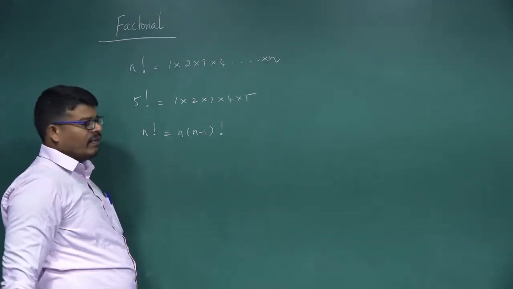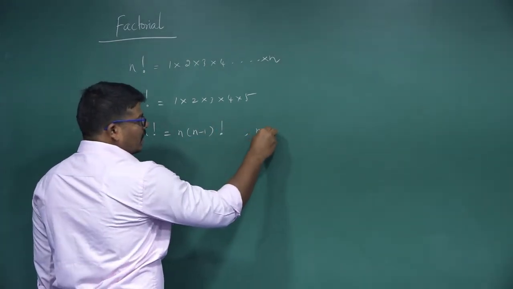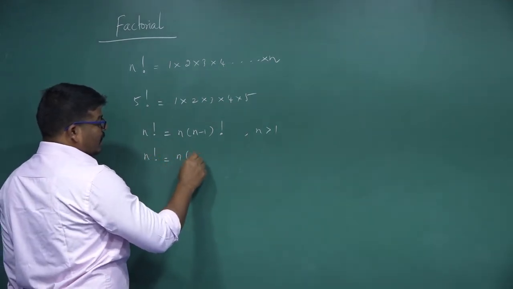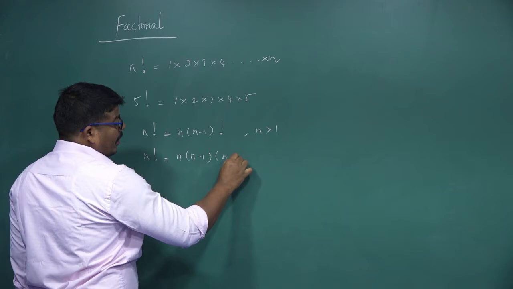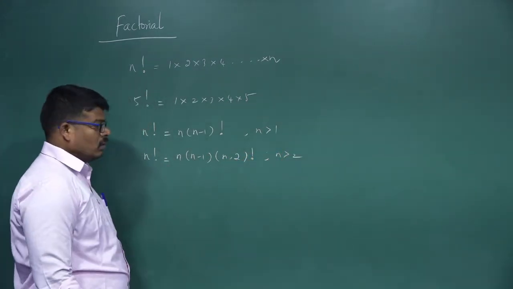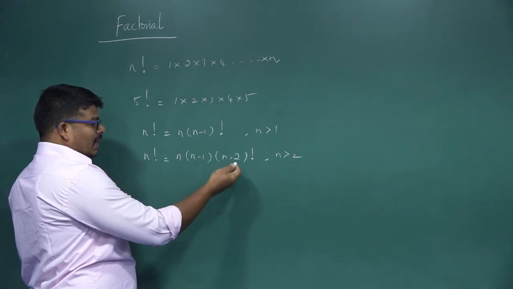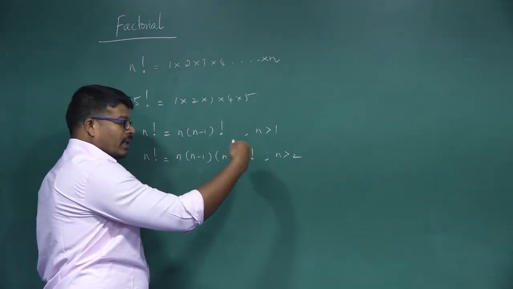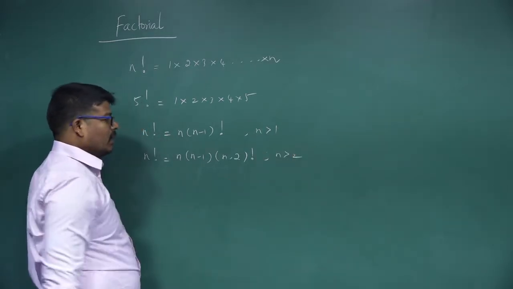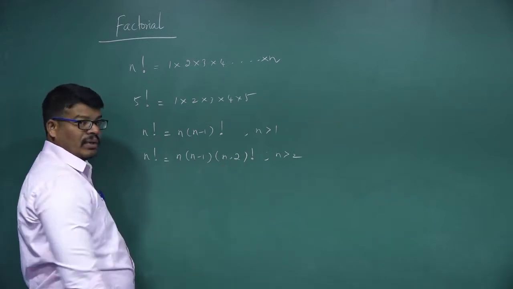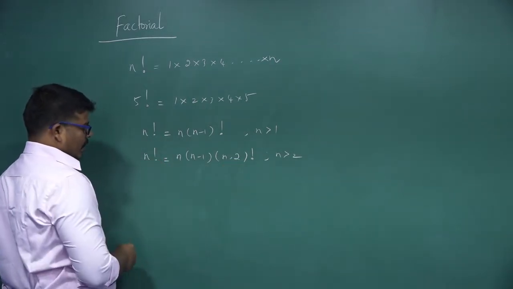n into (n minus 1) factorial, where n is greater than 1. The next one: n factorial is n into (n minus 1) into (n minus 2) factorial, where n is greater than 2. Now we subtract n minus 1, n minus 2, n minus 3, n minus 4 and so on. That is n factorial.